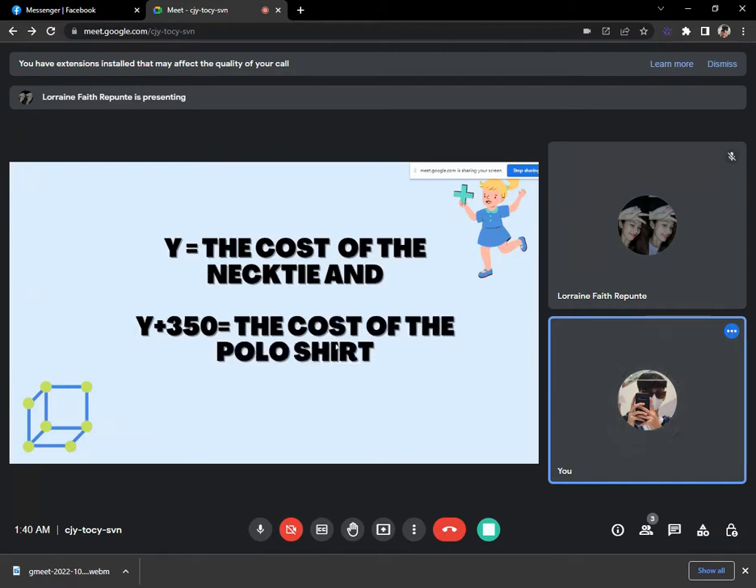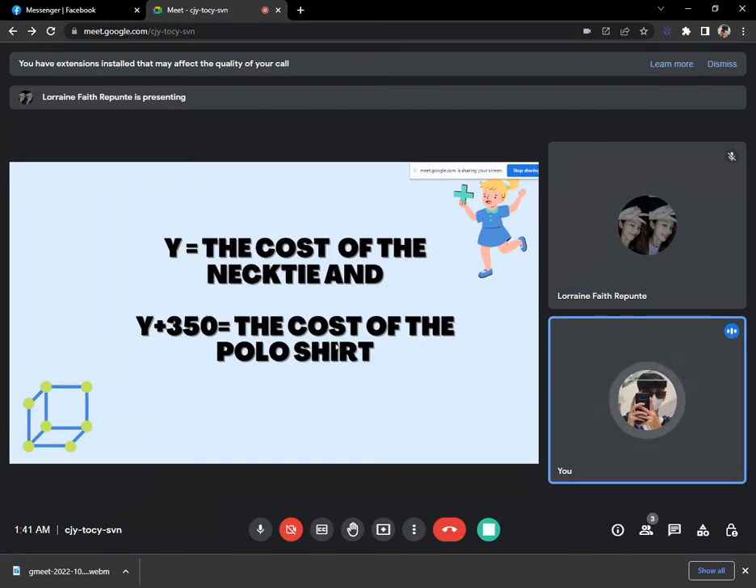So we let y equal the cost of the necktie. So y plus 350 is the cost of the polo shirt. The combined cost of the polo shirt and the necktie is 700 pesos. So the equation could be y plus 350 equals 700. So we come up with the equation y plus 350 equals 700.